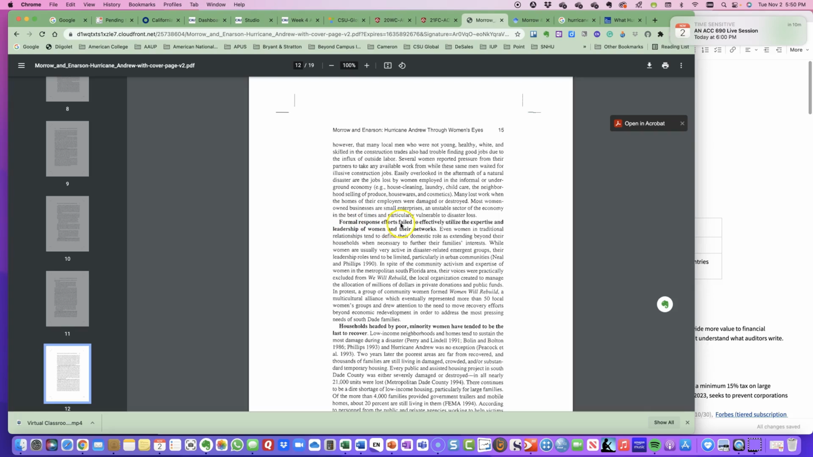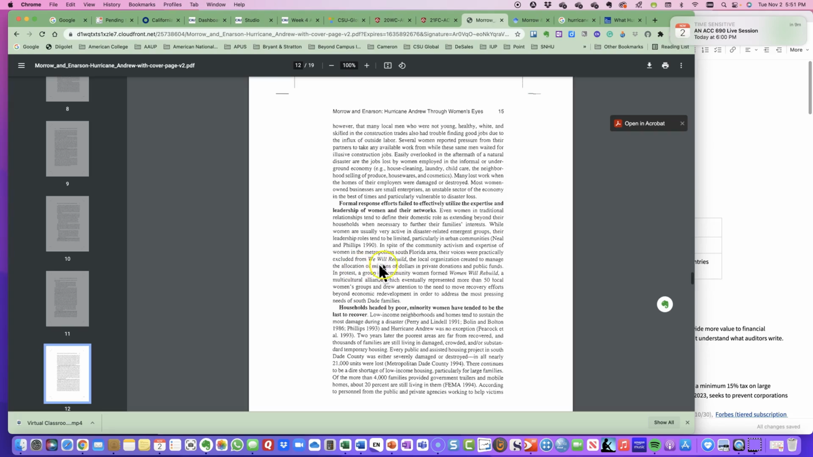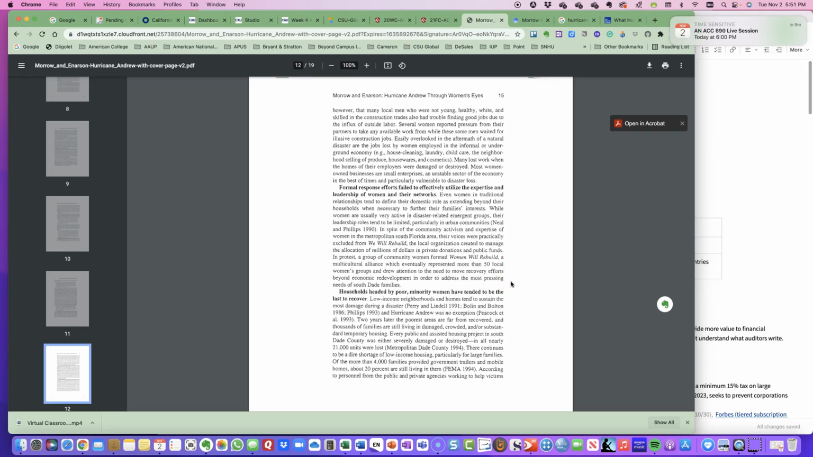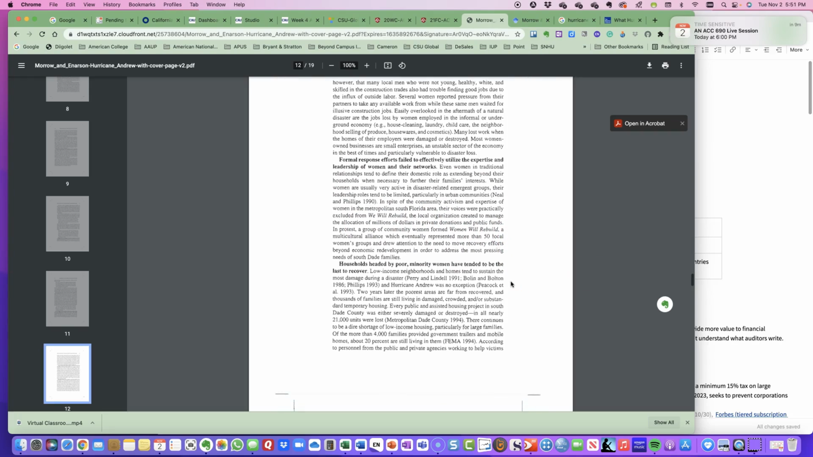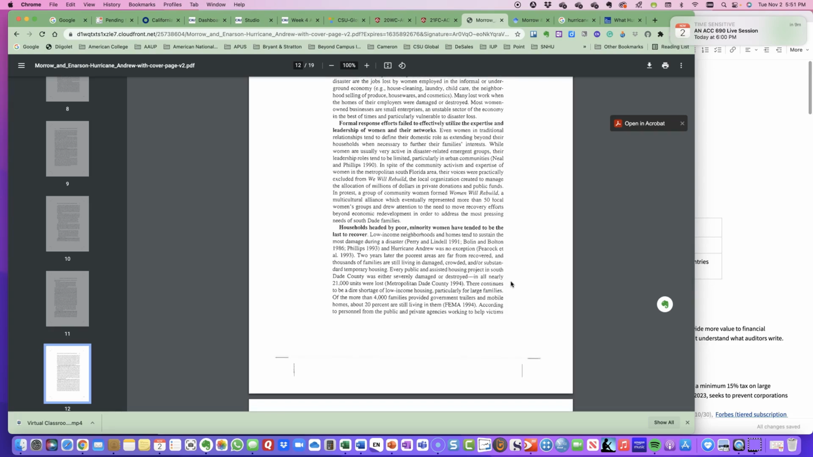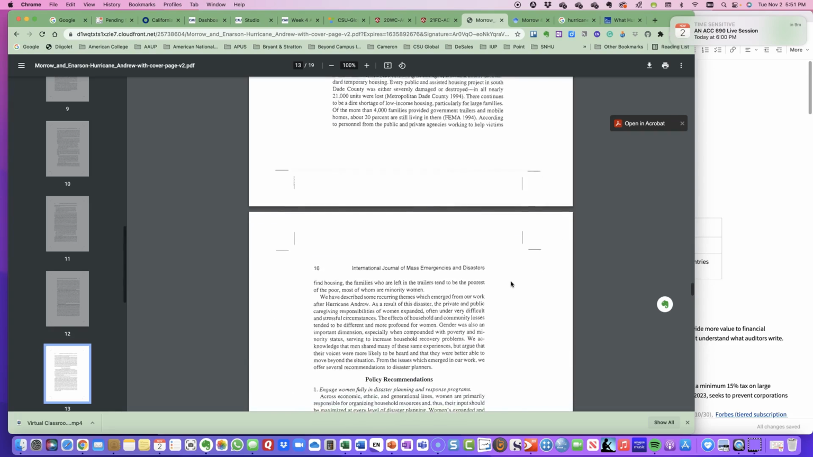Also, the formal response efforts failed to effectively utilize the experience, expertise and leadership of women and their networks. So even women that were in traditional relationships tended to define their domestic roles as extending beyond the household, and they were usually very active in disaster groups. And so there you find We Will Rebuild, and so Women Will Rebuild. So we see some emergence of women here. And then households headed by poor minority women tended to be the last to recover, as we saw in the excerpts in our assignment as well.